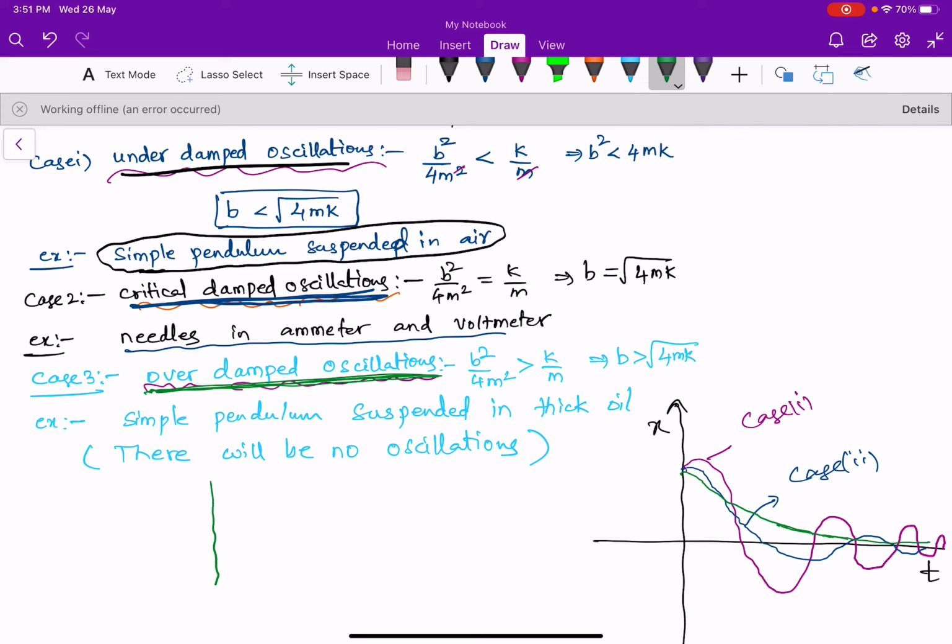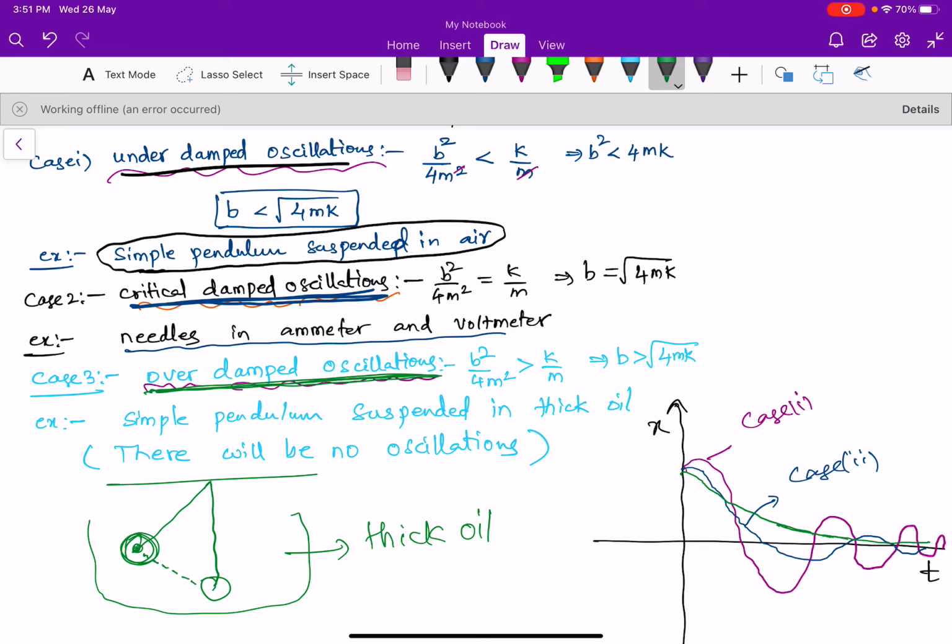Suppose we take a simple pendulum displaced up to this location, and it is suspended in thick oil. When it is left from this location, the simple pendulum slowly comes to the mean position, and finally the amplitude will become zero. That means without making any oscillations, the amplitude decreases slowly, it comes to the mean position slowly, and finally the amplitude will become zero. There will be no oscillations in this case.